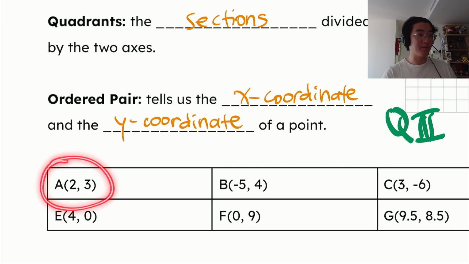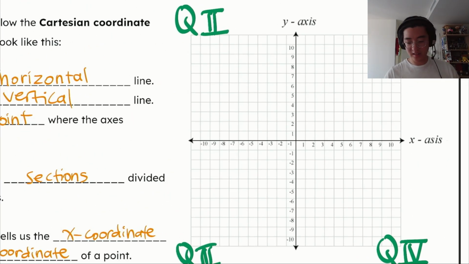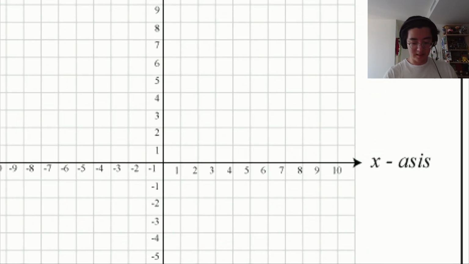So point A is pretty much saying when x is at 2 and y is at 3. Let's find it. On our graph here, we go to x is 2, that's where x 2 is. Y equals 3, that's where y 3 is. So this little line right here, that's when x is 2. This line right here, that's when y is 3. And where those two lines cross, that is where point A is.